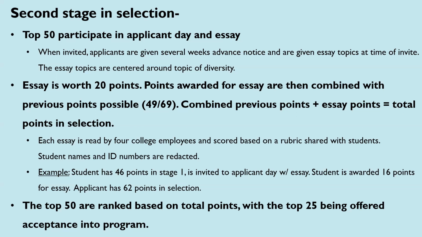Here's an example. I am a student and I've applied and I have 46 points in stage 1 of the process. I am then invited to an applicant day with essay, and then I am awarded 16 points for essay. At that point in the process, in totality, I have 62 points in selection. So the last part is that the top 50 are ranked based on their total points, with the top 25 applicants being offered acceptance into the program.